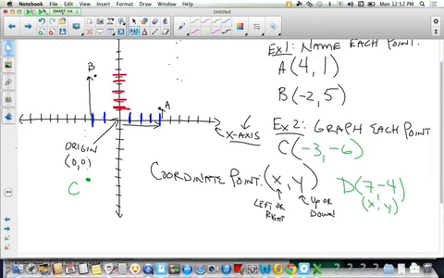So count over. 1, 2, 3, 4, 5, 6, 7. From there, am I going up or down? -4 tells you I'm going down 4. 1, 2, 3, 4. My point D will be right there. Okay? So that's part of what we're going to talk about here with our coordinate plane.